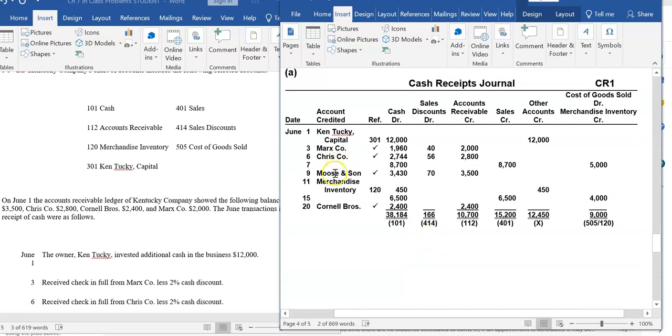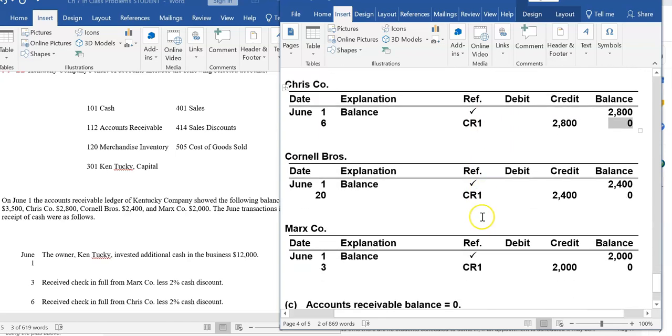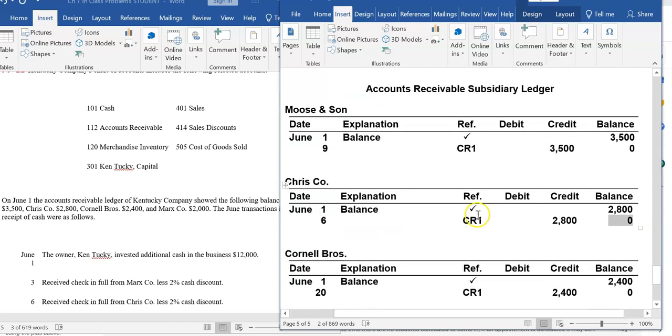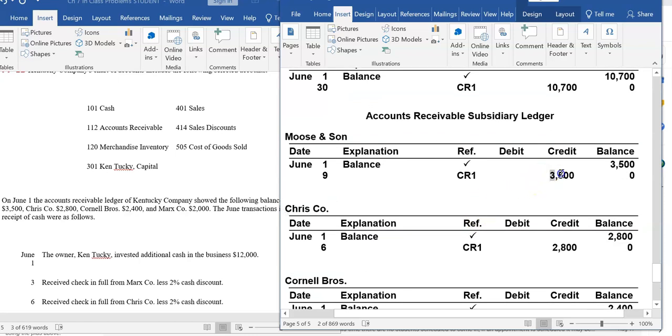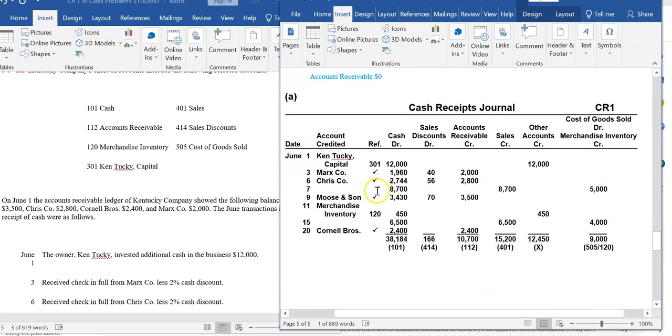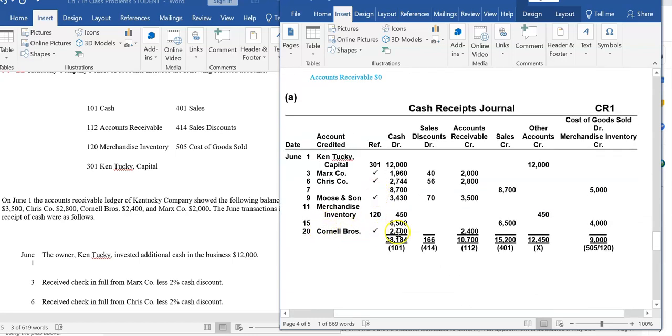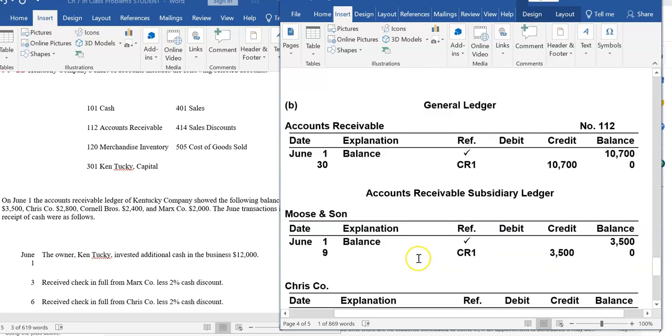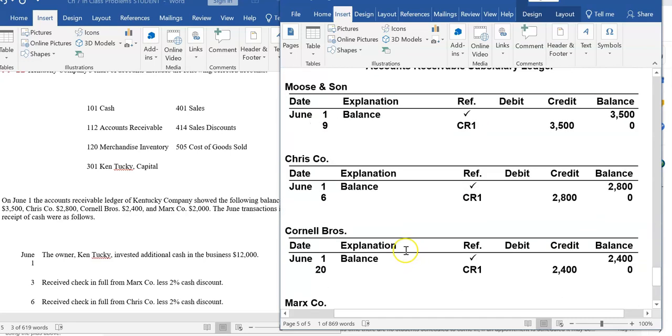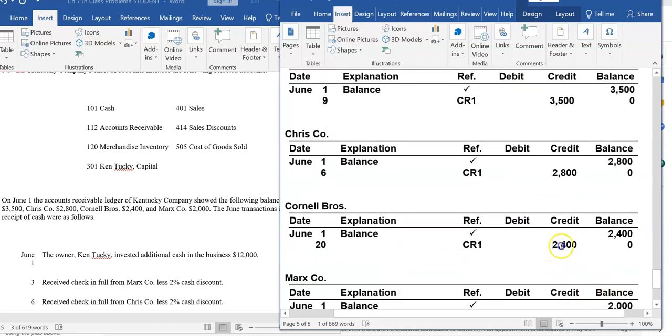We need to credit Moose and Son for $3,500. Here we go down to Moose and Son. Here's their credit of $3,500, bringing their balance down to $0. And we have Cornell Brothers. Here we need to credit them for $2,400. Cornell Brothers, $2,400, bringing their balance down to $0.